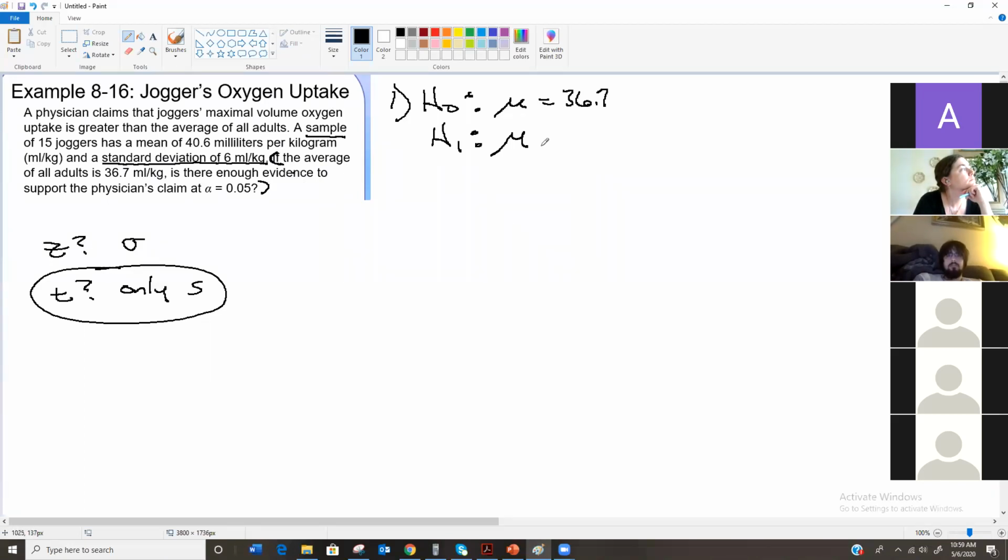Okay, so what are we going to put here for our alternative hypothesis? Greater than 36.7? Yep, because that's what he thinks. He thinks it's greater than all average adults. So we're going to check his claim that joggers have better lungs, basically.